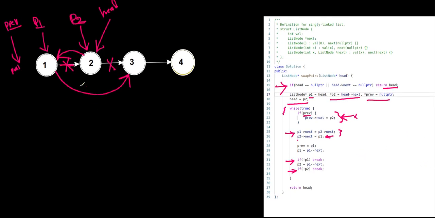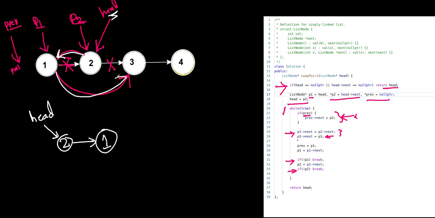Now after doing this, the list becomes like this: here we have the head, which points to 2, then 2 points to 1, and 1 points to 3, 3 points to 4, and we still have previous. P1 points to 1, P2 points to 2. So we managed to swap the first pair.